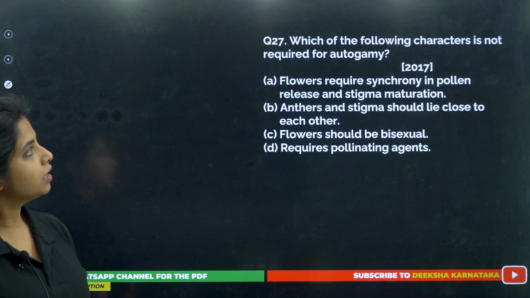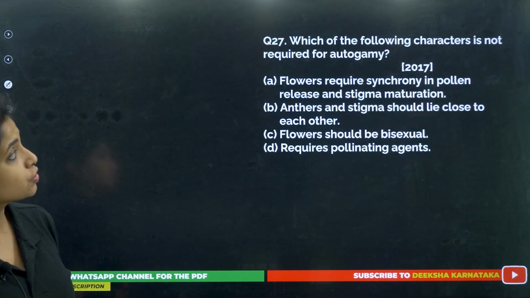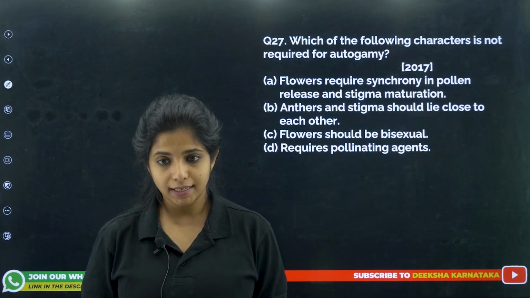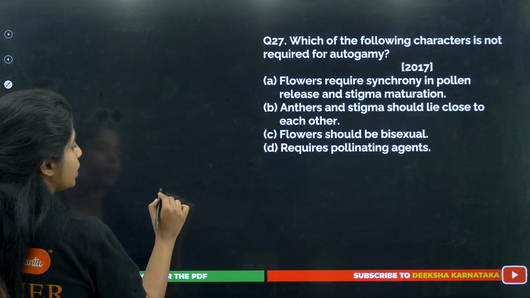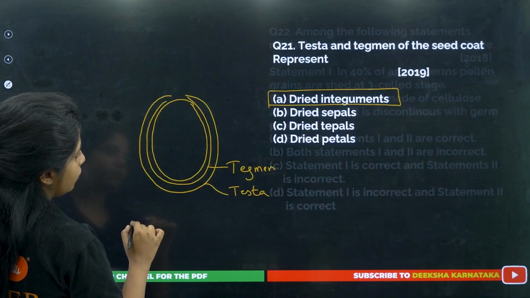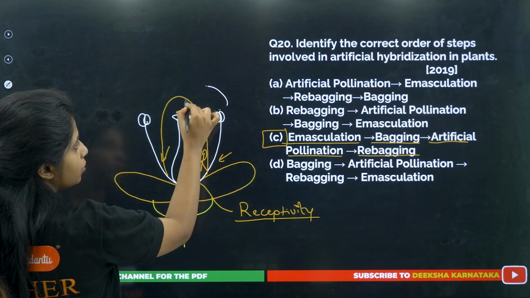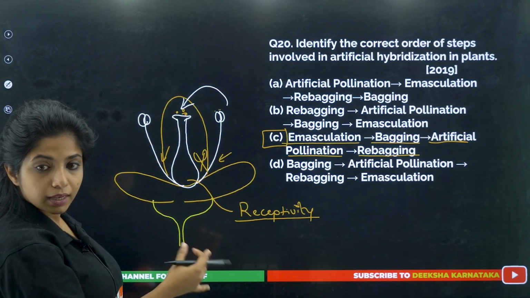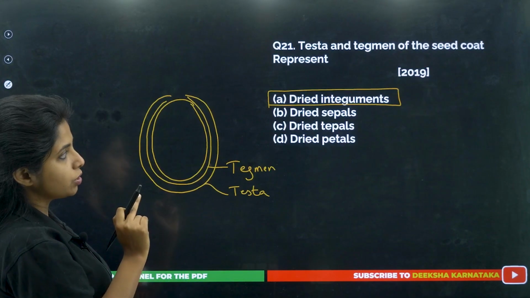Next, which of the following characters is not required for autogamy? Autogamy, if you do not know, is basically when there is a flower, and from here to here, if things are going on in the same flower itself, this is known as autogamy. The same flower, it has to happen.